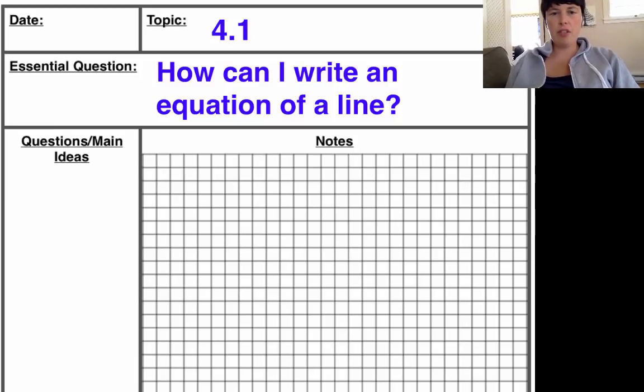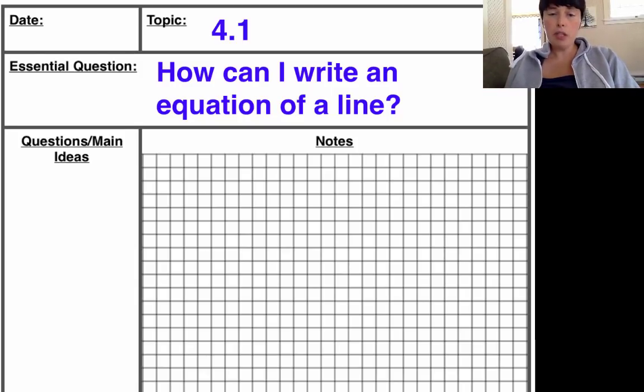Hi guys, we're starting chapter 4 here and we're going to make some videos to kind of jump into what we're going to be learning about. So today's essential question is, how can I write an equation of a line? Something we want to do in algebra is become experts on lines, and you're going to hear me say that a lot in class.